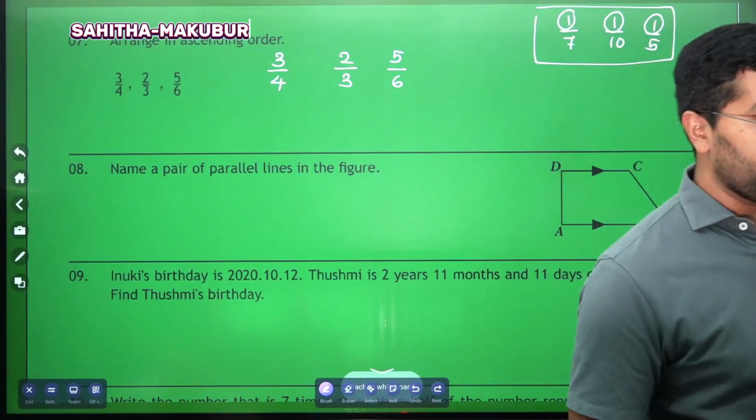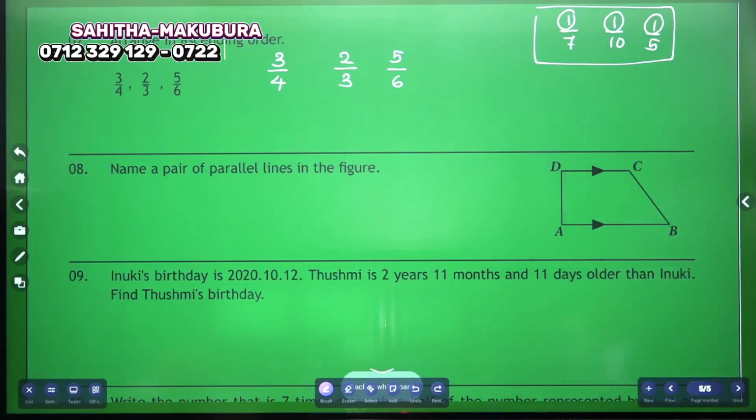Can you send me your answer? What is the smallest fraction, what is the next one, and what is the largest fraction? Send me your answers quickly. Yes, Kulunu? Put it in ascending order. You have written the fractions in descending order.